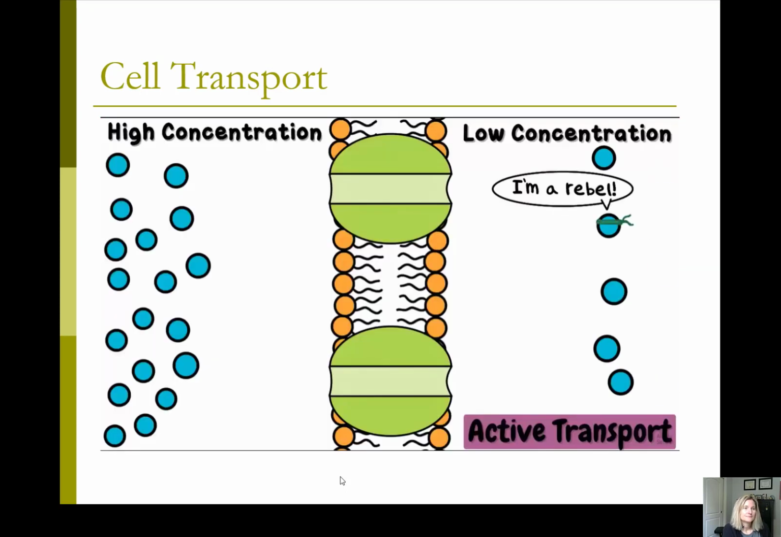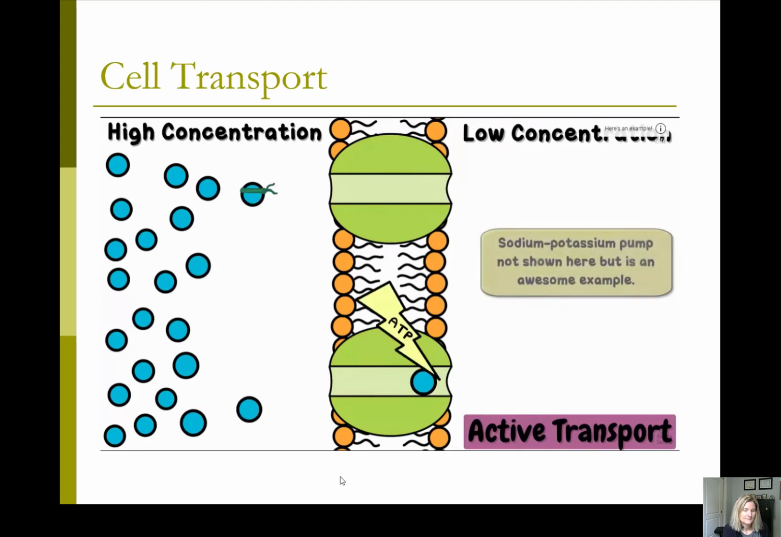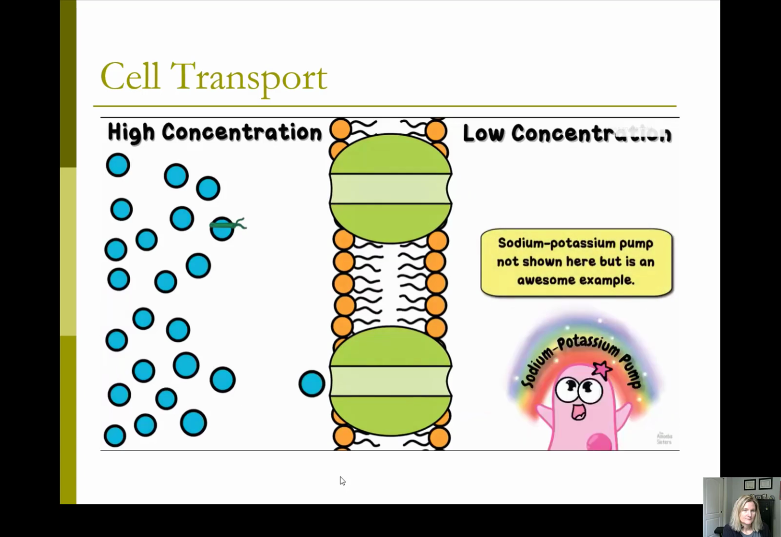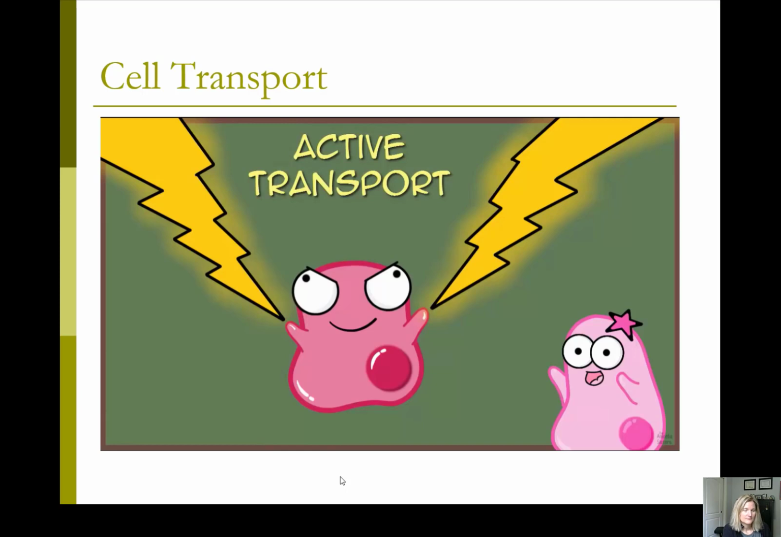And one way it can do that is actually energizing the transport protein itself. One of our favorite examples of active transport is the sodium-potassium pump. So that's definitely something worth checking out. There are other times a cell needs to exert energy for transport. We're still in active transport right now, but let's say a cell needs a very large molecule.